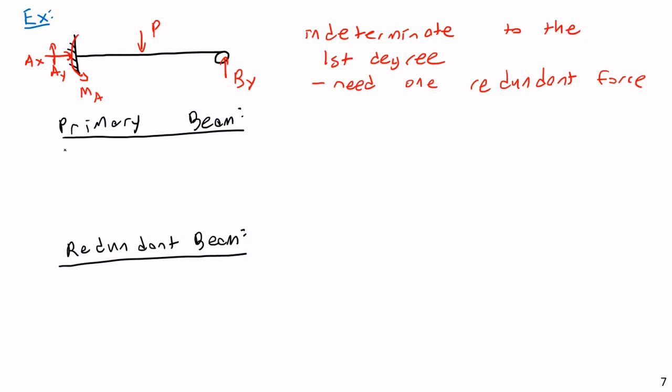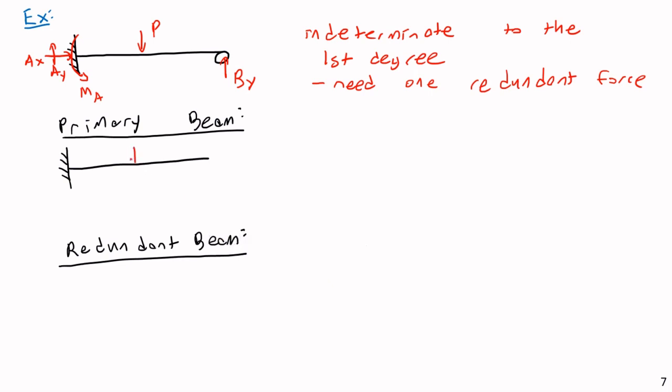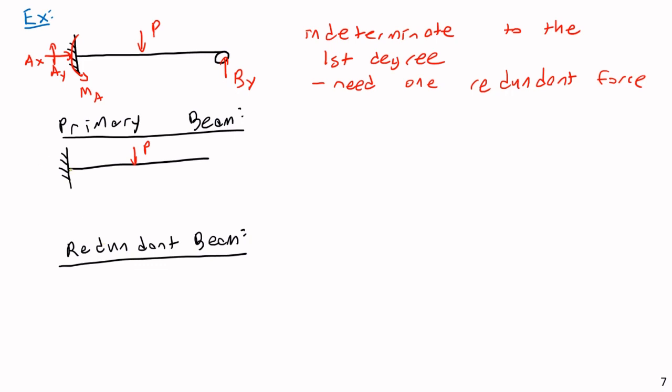I'm going to show my primary beam, and again, this is the beam with the redundant reaction removed and under the real loadings. Once I remove the reaction on the right, and I still have my load P here, suddenly this is a very easy problem to solve. You know how to do this. We've seen this many times before. This is fairly easy using equations from mechanics of materials. There are any number of ways to solve something like this.